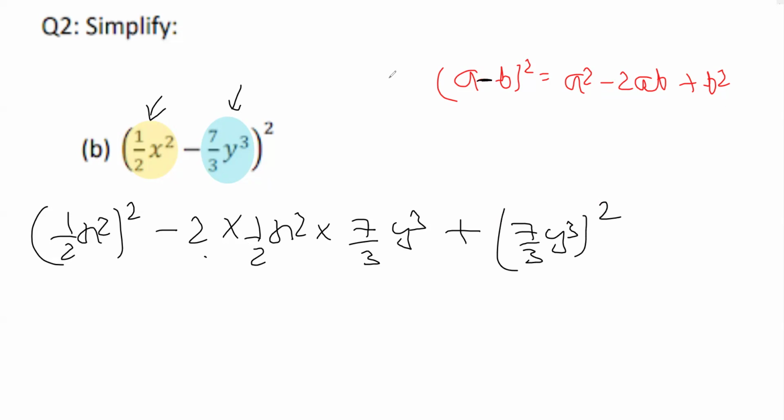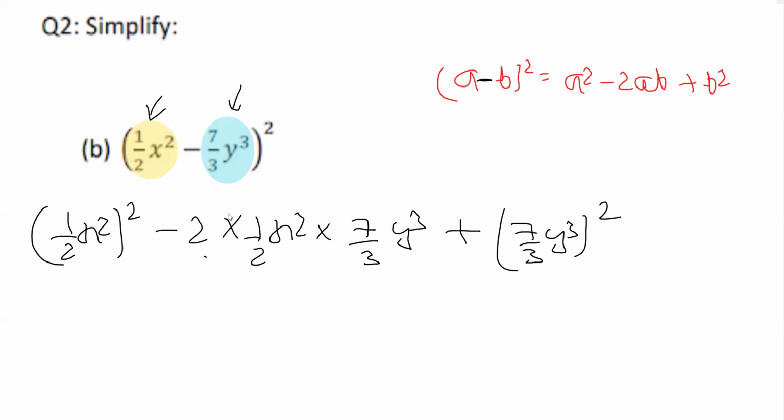Now let's understand this once again. This is our a, so a square is this, minus 2 multiplied by a, which is this whole thing, into b, plus b square.